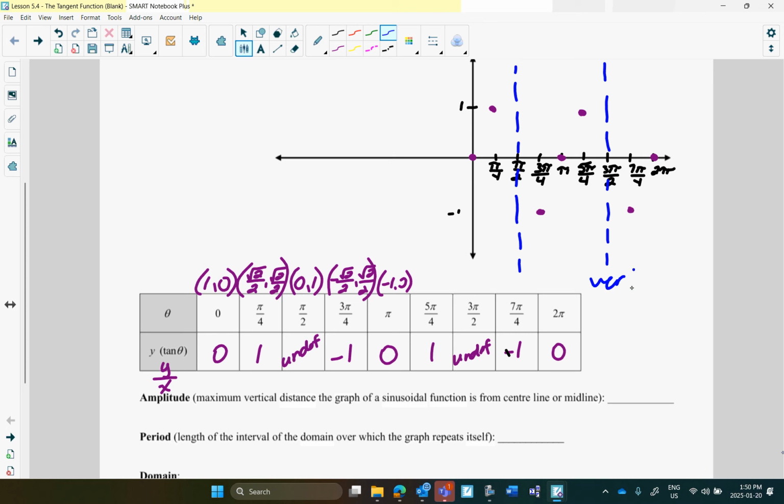Vertical asymptote, which we will revisit a little bit later on more frequently. But an asymptote is a line that a curve approaches but never touches. So it's almost going like this. If I go from here to the asymptote, it's going to go like that. It's going to go like that. It's not going to touch it. It's almost skirting right alongside it.